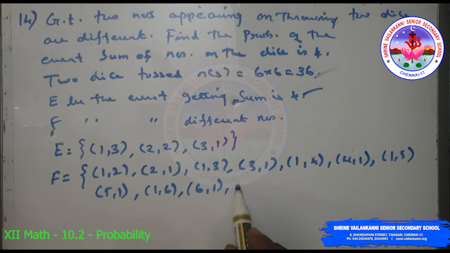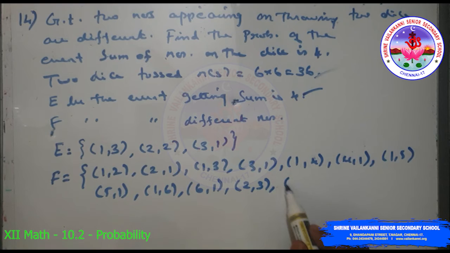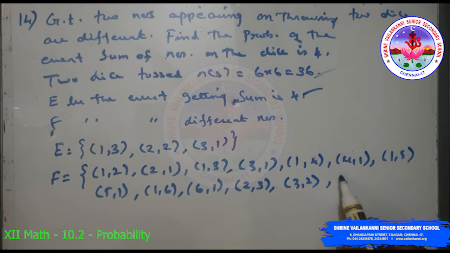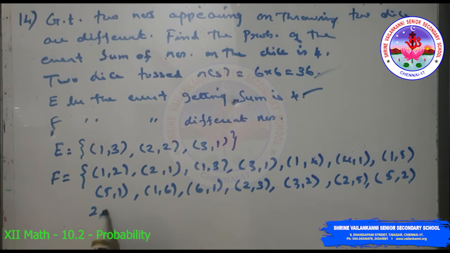Then 2,3; 3,2; 2,5; 5,2; 2,4; 4,2; 2,6; 6,2.